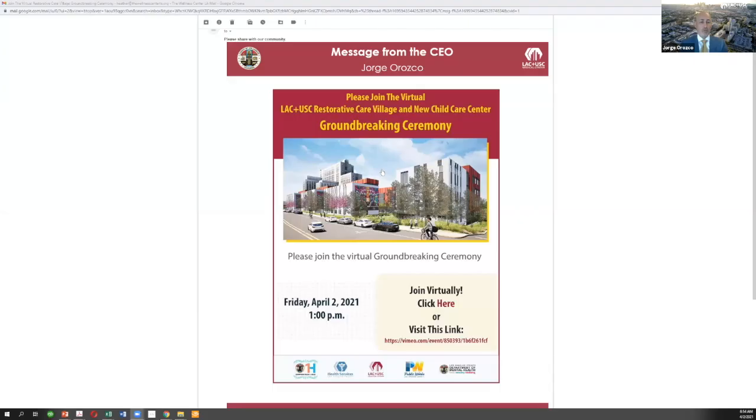I did forget to mention that today we have a very exciting event on our campus. We are celebrating a groundbreaking for our restorative care village and our child care center here on our campus. This will be an event that will be broadcast on Zoom, and here is the flyer. So please, if you have an opportunity, join this event and help support this important project here on our campus.